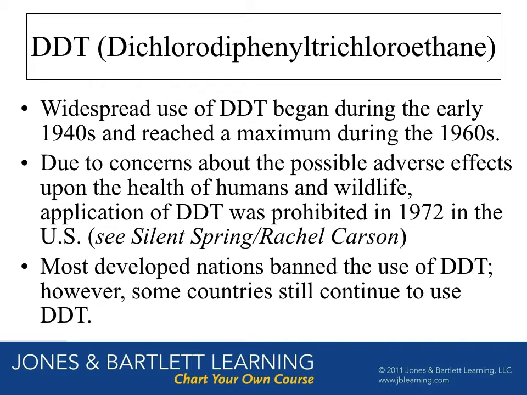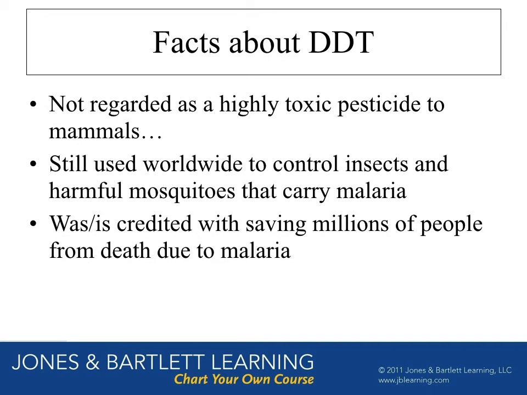And most developed nations banned the use of this around the same time, between 1972 and 1980. There are, however, a lot of countries that not only still continue to use DDT, but continue to manufacture DDT. In fact, DDT is still manufactured in the United States. It just can't be used as an insecticide. It's shipped to other countries.